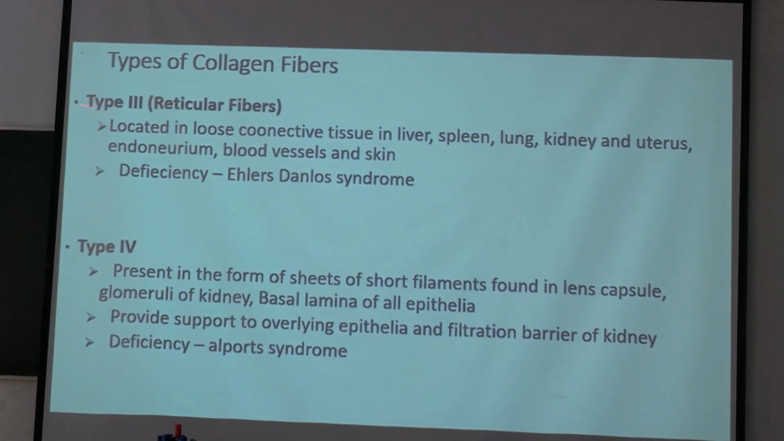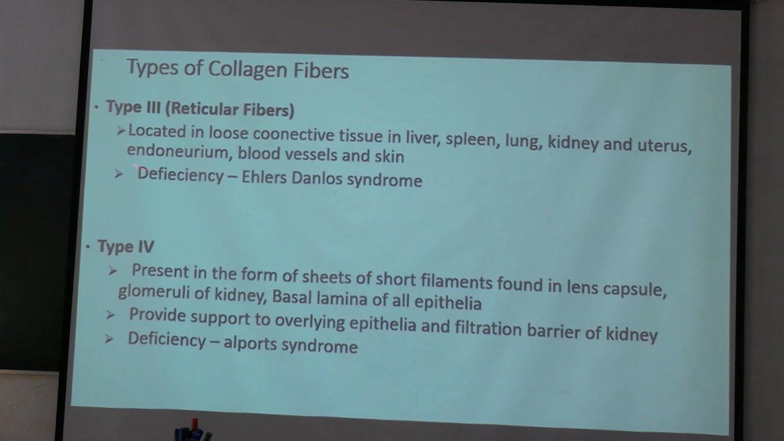Next is type 3 collagen. This is also known as reticular fibers. These reticular fibers are one of the types of collagen fibers, sometimes included within some types of collagen fibers, mainly type 3. It is located in loose connective tissue in liver, spleen, lung, kidney and uterus, endoneurium, blood vessels and skin. Deficiency leads to Ehlers-Danlos syndrome.